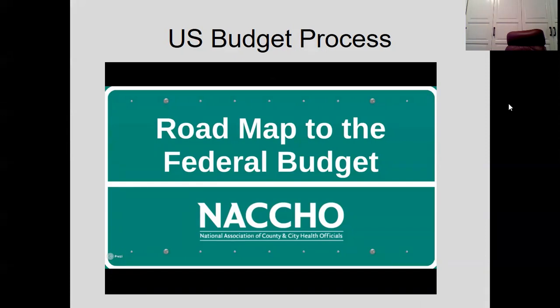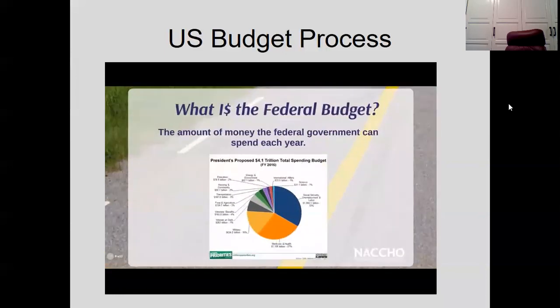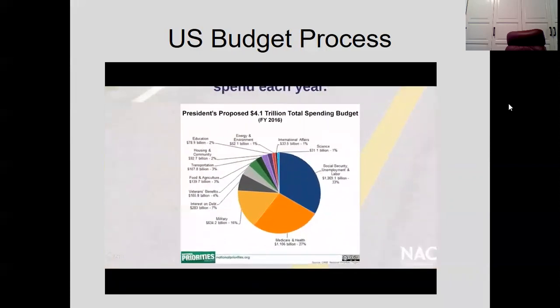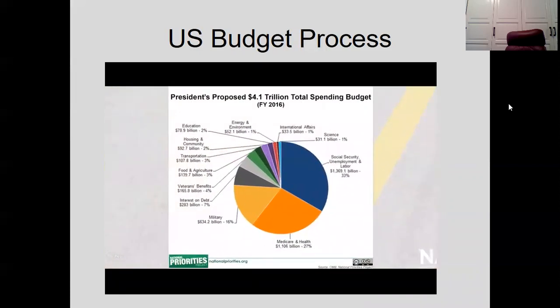So first things first, what is the federal budget? The federal budget is the amount of money the federal government will spend each year. The budget includes items such as Social Security, Medicare, Medicaid, defense, and agriculture. So what is the process of the federal budget?